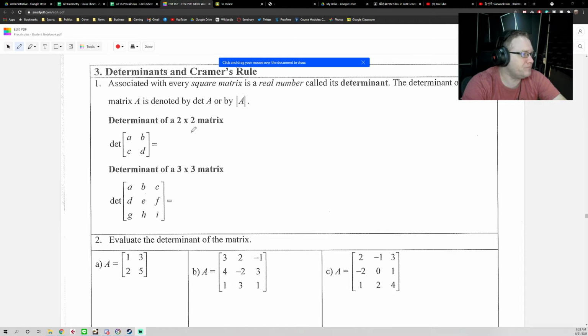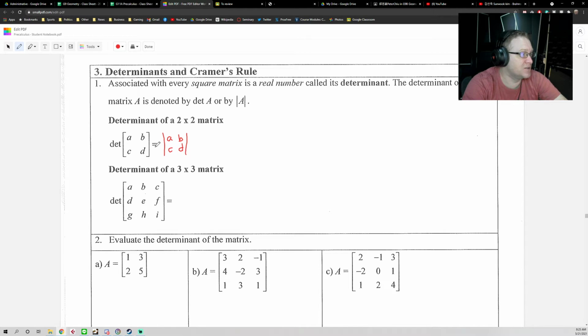Also, when we write the determinant, we usually write det and then we write the matrix. Or sometimes we can just write two straight lines on the side of the matrix. For example, the determinant of A, B, C, D here could also be written like this: a straight line with A, B, C, D, and another straight line. So this means the determinant of this matrix.